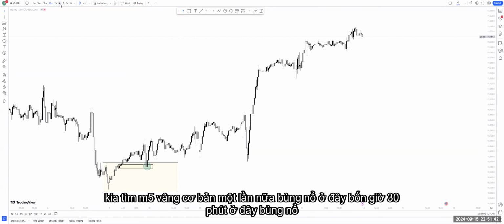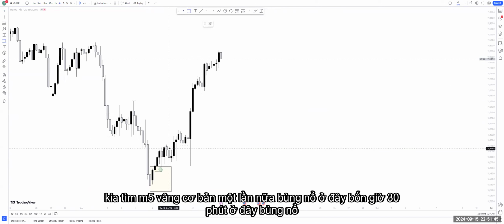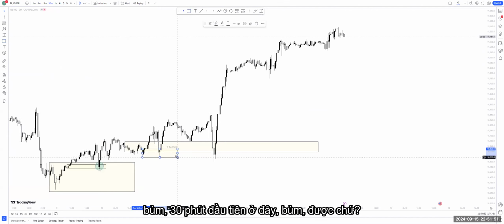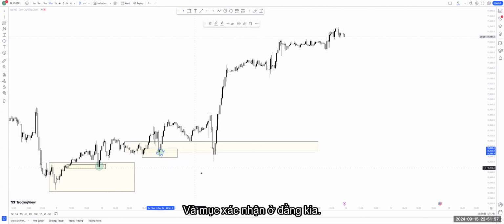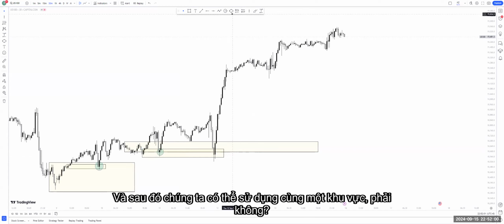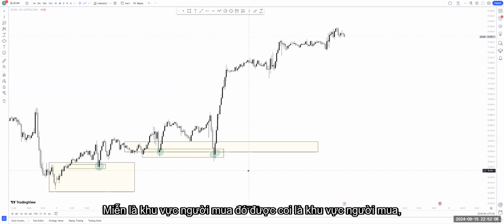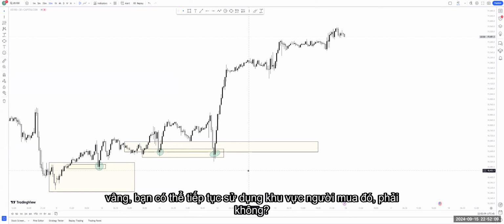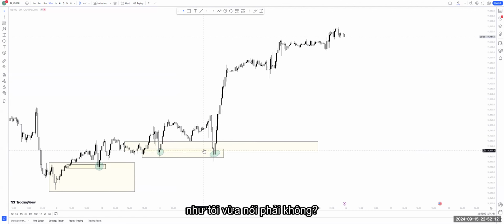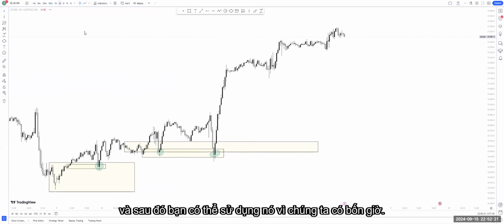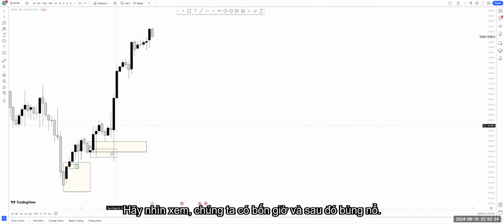Over there, look for M5. Yep, basic one. Again. Over here, 4 hour, 30 minutes over here. The first 30 minutes here. And then confirmation entry over there. And then we can use the same zone, right? Because engulfing is really simple, guys. As long as that buy zone is considered a buy zone, you can keep on using that buy zone. But we need to have a new confirmation, as I said just now. So the price already went up from here to here, and then got back into the same zone, and you can use it since we have the 4 hour. Look at that. We have the 4 hour, and then boom.